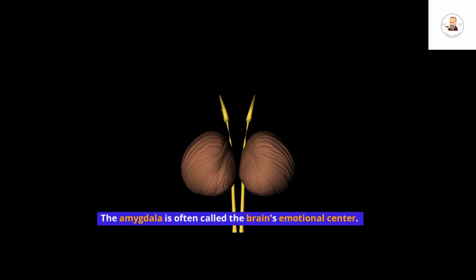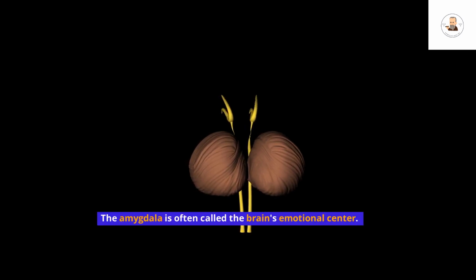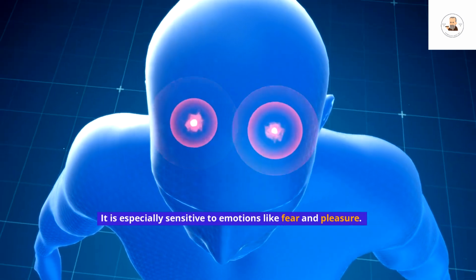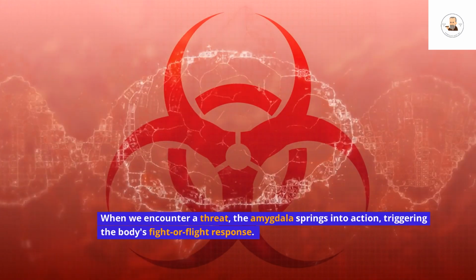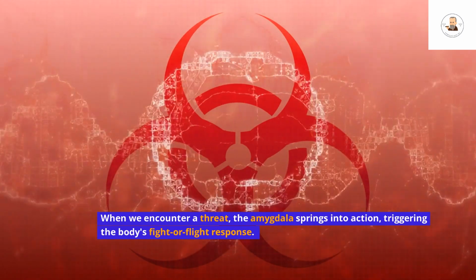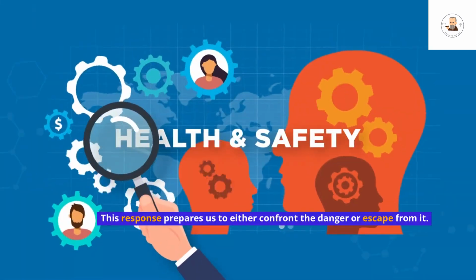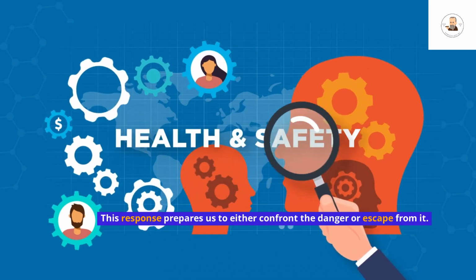The amygdala is often called the brain's emotional center. It is especially sensitive to emotions like fear and pleasure. When we encounter a threat, the amygdala springs into action, triggering the body's fight-or-flight response. This response prepares us to either confront the danger or escape from it.